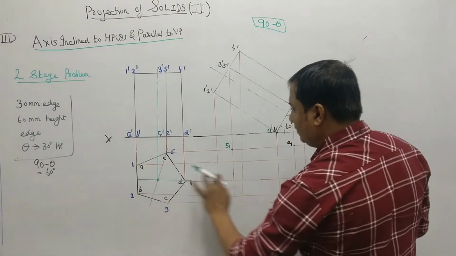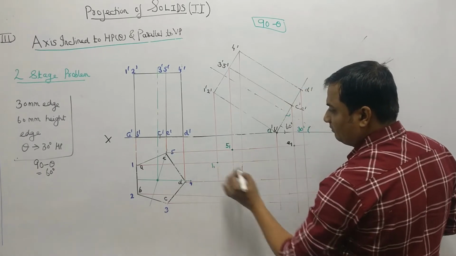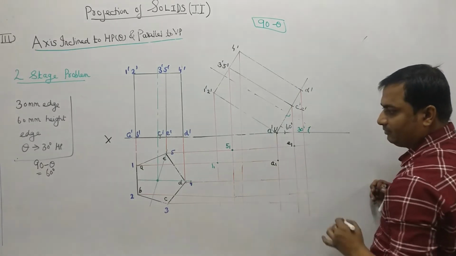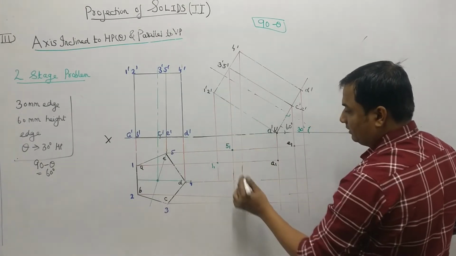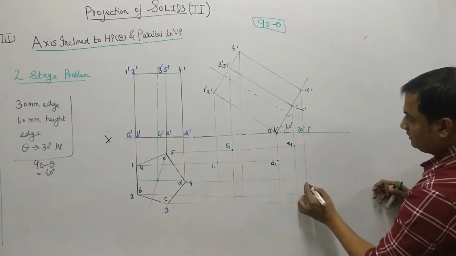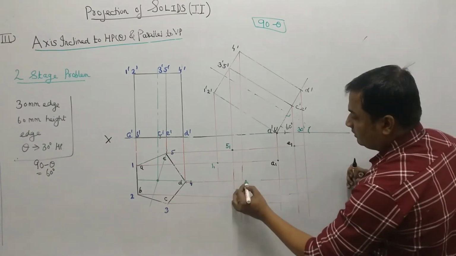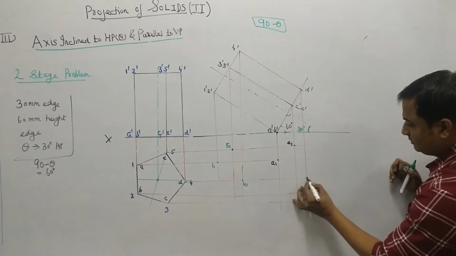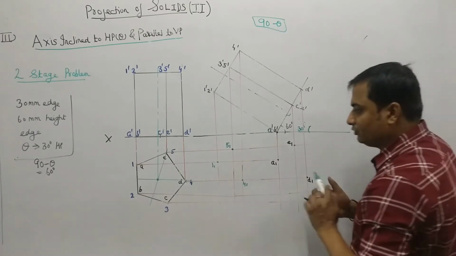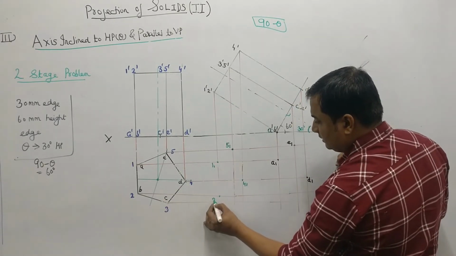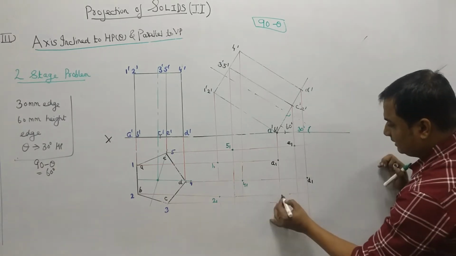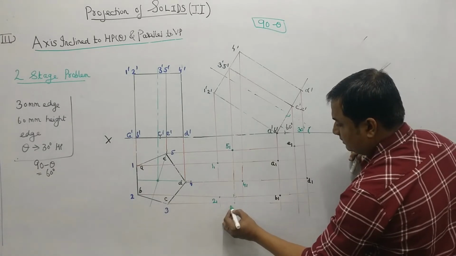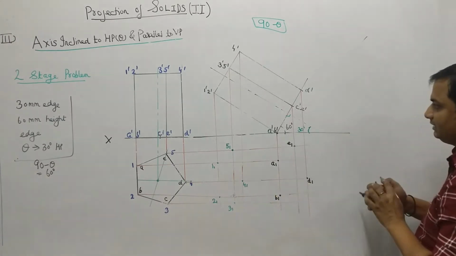So 1 horizontal, 1 vertical. This is 1 1. A horizontal, A vertical. This is A1. 4 horizontal, 4 vertical. This is 4 1. D horizontal, D vertical. This is D1, right? So 2 horizontal, 2 vertical. This is 2 1. B horizontal, B vertical. This is B1. 3 horizontal, 3 vertical. This is 3 1. And C horizontal, C vertical.